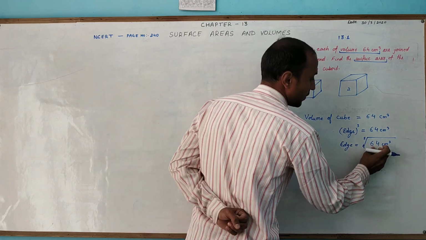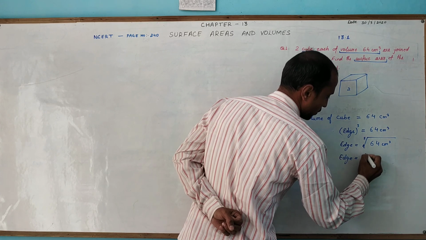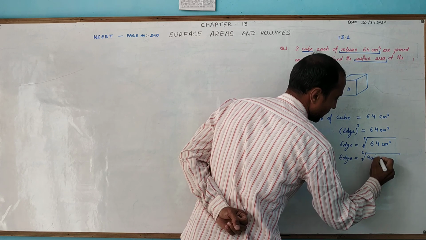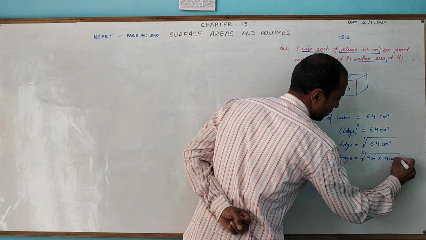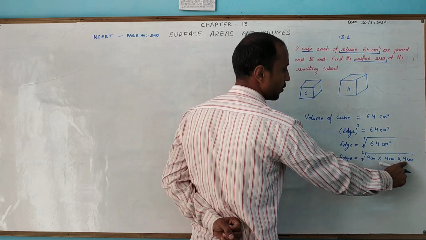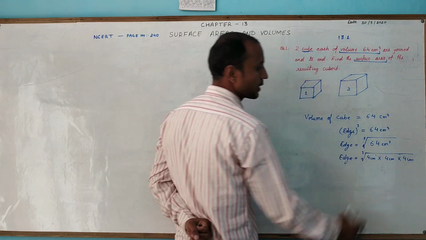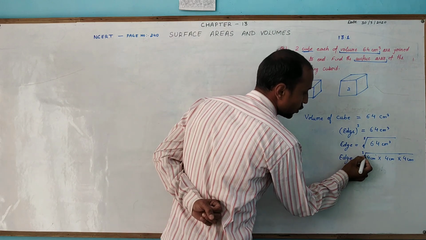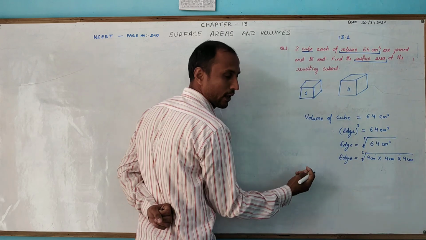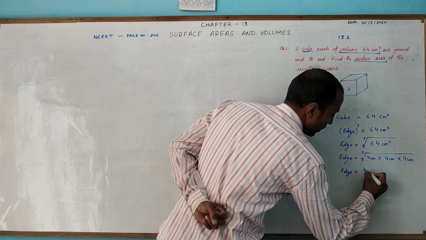Now we have to find the cube root of 64. Edge is equal to 64, which I can write as 4 centimeter multiplied by 4 centimeter multiplied by 4 centimeter. 4 times 4 is 16, 16 times 4 is 64, and centimeter multiplied by centimeter multiplied by centimeter gives centimeter cube. As it is a cube root, we have to make a pair of 3, and we can take 1 out. So your one edge will be 4 centimeter.